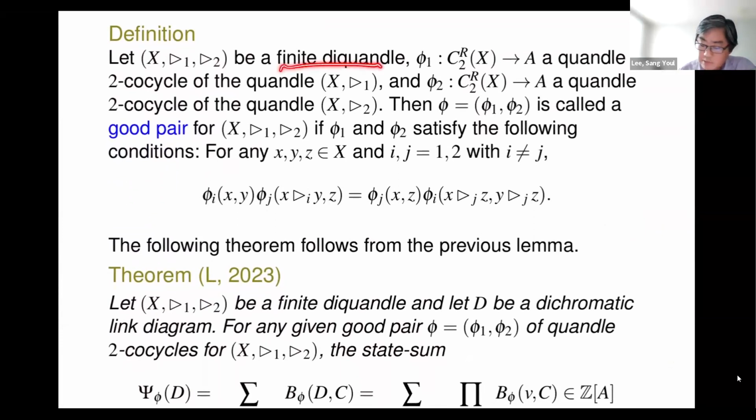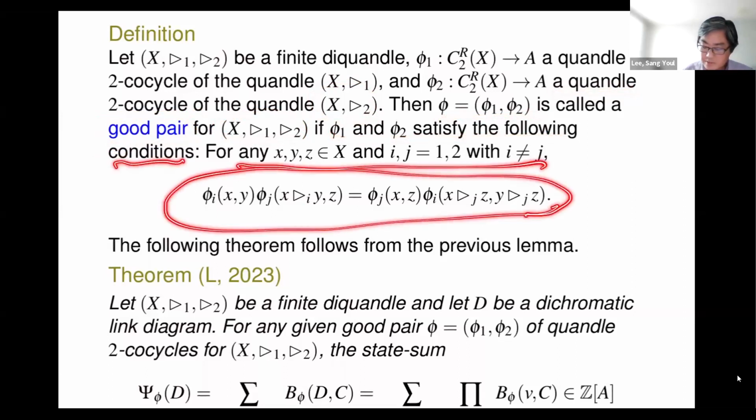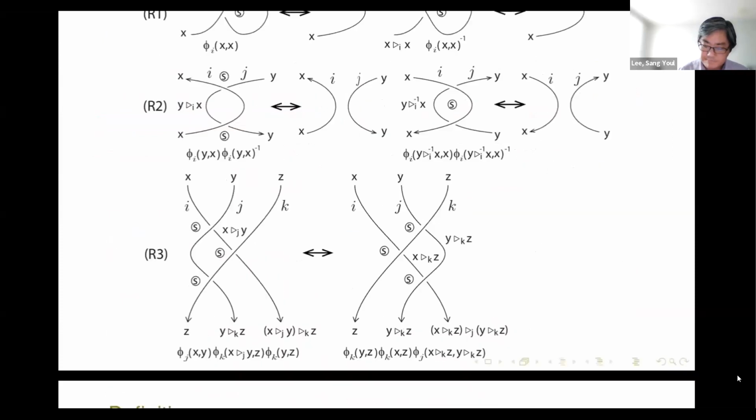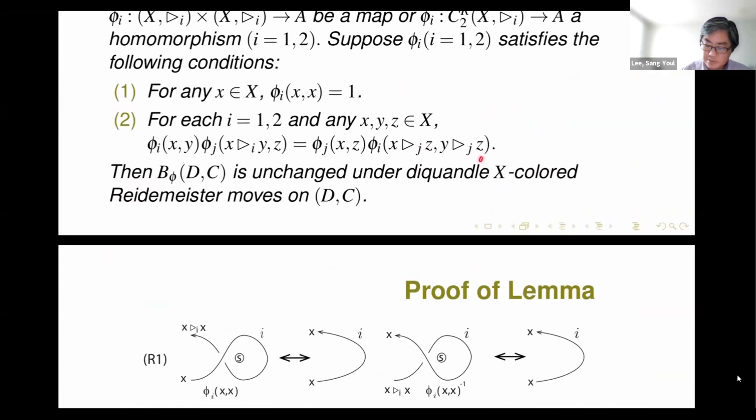X will be a finite quandle, and phi 1 is a 2 cocycle of this quandle, and phi 2 is a quandle 2 cocycle of this quandle. Then the pair of these two quandle cocycles is called the group pair for this diquandle if phi 1, phi 2 satisfies these conditions. Okay? This condition is just this condition.